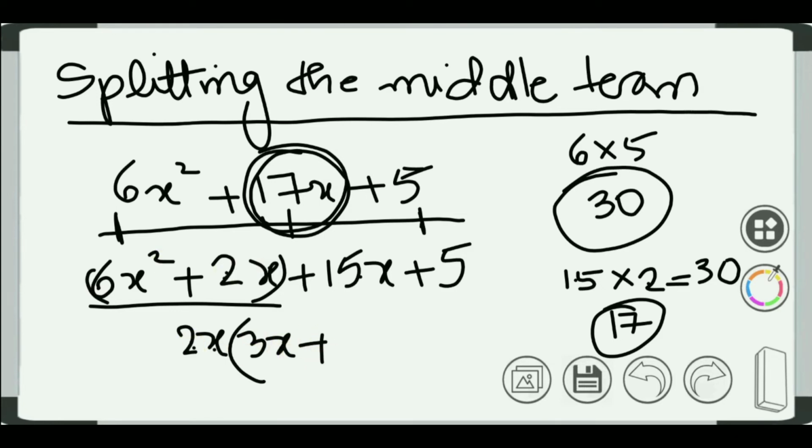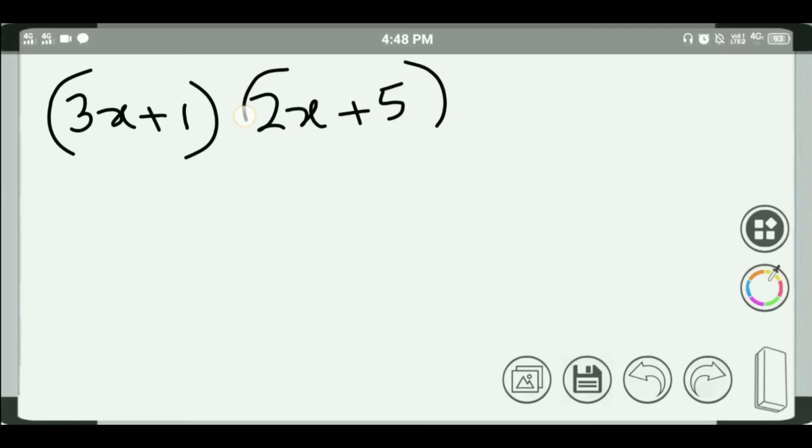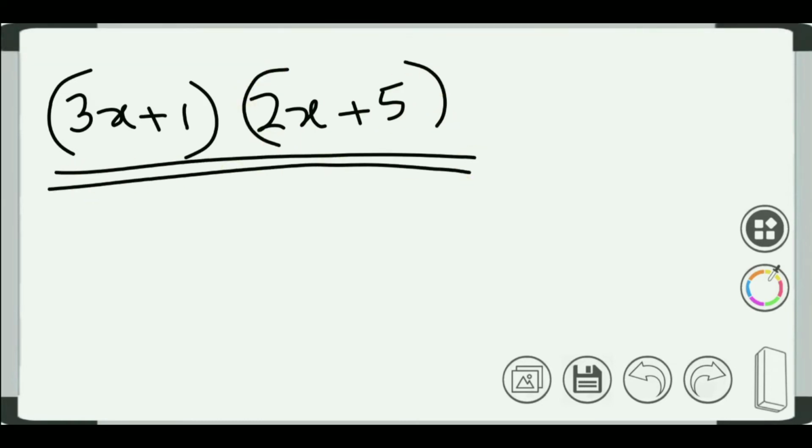Plus, from 2x we have taken out everything. What is remaining? Only 1. Here you can take 5 outside. 5 into 3 is 15, 3x plus 5 into 1 will be there. So 3x plus 1, 3x plus 1, 3x plus 1. What is remaining? 2x plus 5. So you got two factors as 3x plus 1 and 2x plus 5. So this is how you will factorize a given polynomial by using the splitting the middle term method. This is in the case of a quadratic polynomial.